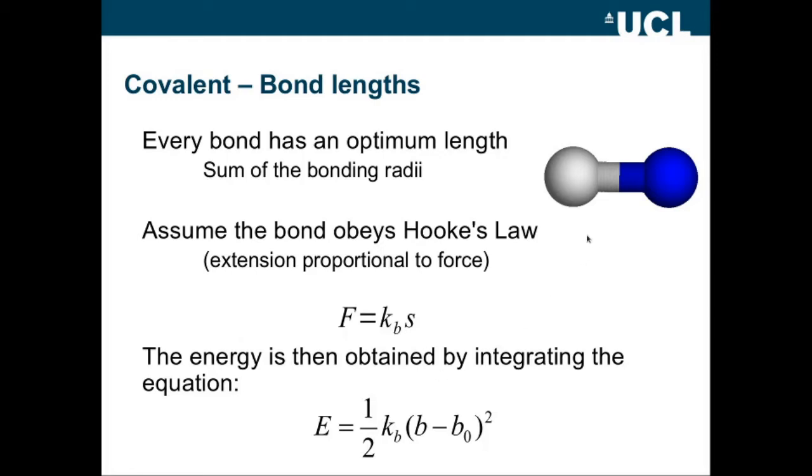If, however, we've got a non-optimal bond length, so this is the observed bond length minus the optimal bond length, and that of course is the stretch, then the energy to stretch the bond from its optimal position to this new position, or indeed compress, is obtained by integrating this equation, and we get the energy is half the constant times the stretch squared.